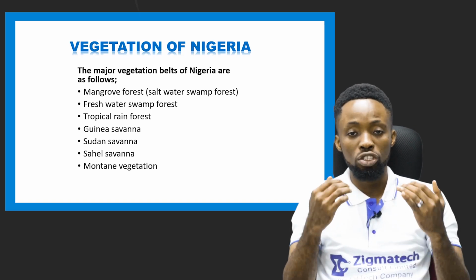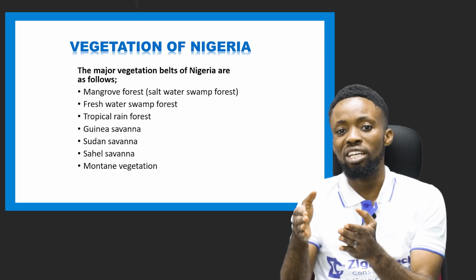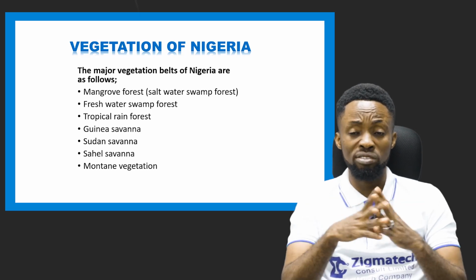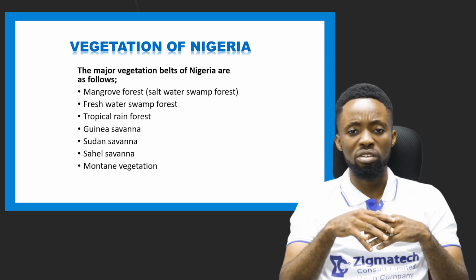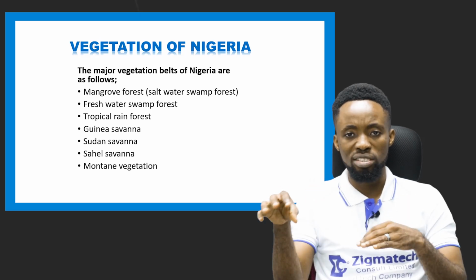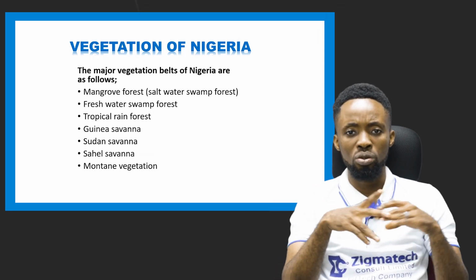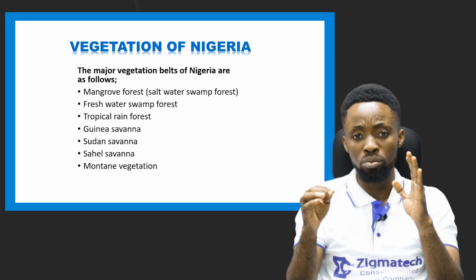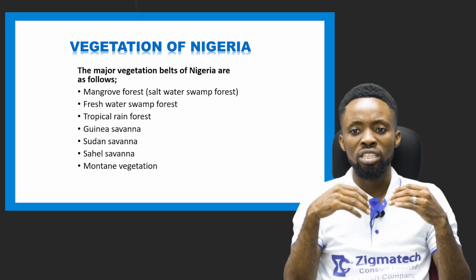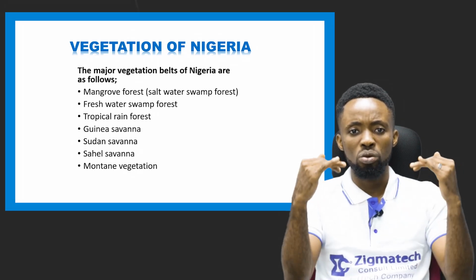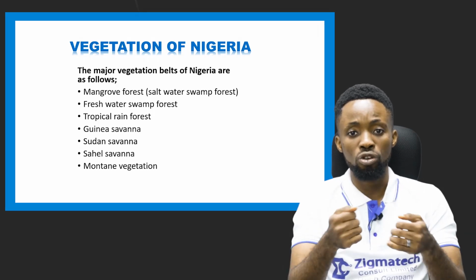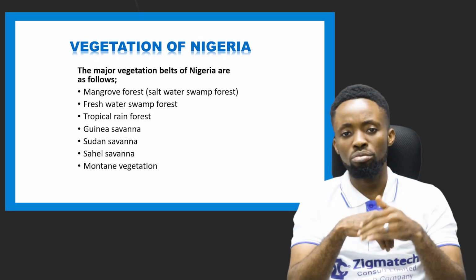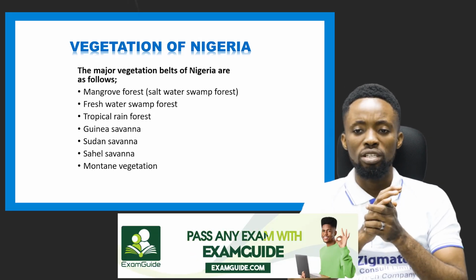Then the other vegetational zone is the savanna zone. Under the savanna zone, we have the Guinea Savannah, which is the biggest vegetation in Nigeria. Then we have the Sudan Savannah, and the Sahel Savannah. The Guinea Savannah cuts across places in the middle belt and some places in the northeast and northwestern part of Nigeria. As you get to the Sudan Savannah, we have tall grasses and short trees. And at the extreme north of Nigeria, we have the Sahel Savannah.